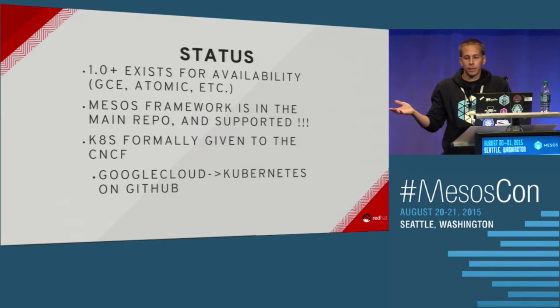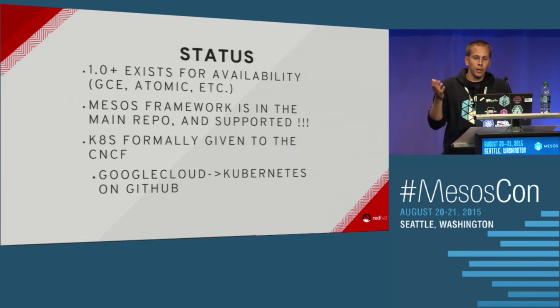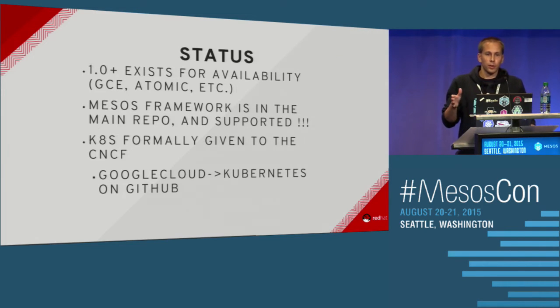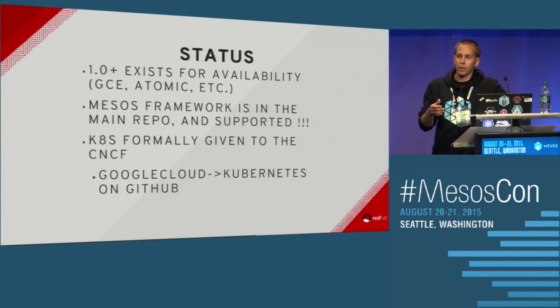So what's the status of Kubernetes, right? So 1.0 plus now exists and is available for GCE, Atomic, or your favorite distribution. There's a Mesos framework in the main repository and is supported. Talk to the folks at Mesosphere if you're interested. Kubernetes has formally been given to the Cloud Native Computing Foundation, which means that it's no longer owned directly by Google Cloud. It also has a separate organizational structure now called Kubernetes on GitHub. So it's good to know where in the life cycle certain projects live and how the communities are being formed.